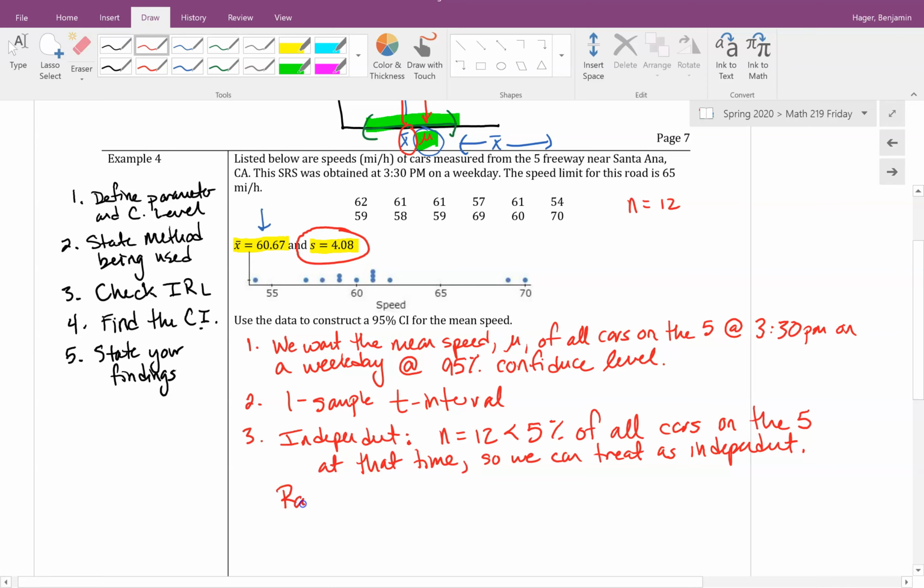All right, how about random? Was a random sample used? I see that right here. It says this simple random sample was obtained at 3:30 p.m. Okay, so they don't elaborate, but they say yes, a simple random sample was used. And then lastly, is our sample size large enough to say that the sample means would be approximately normal?